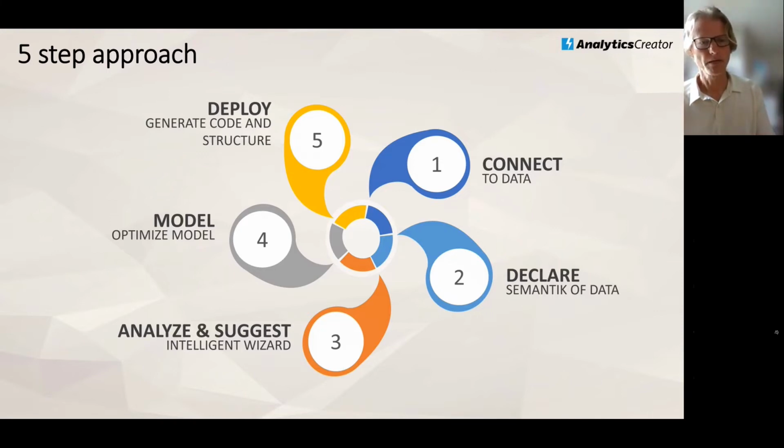The third step is AnalyticsCreator analyzes this metadata and suggests to you, with an intelligent wizard, a draft data warehouse model. And you can choose some options, what you want: a mixed approach, a data vault, Kimball, or what else. And after that, when the draft model appears, you can of course optimize the model. This is the main work. You add dimensions, facts, you do your data manipulation and everything you want.